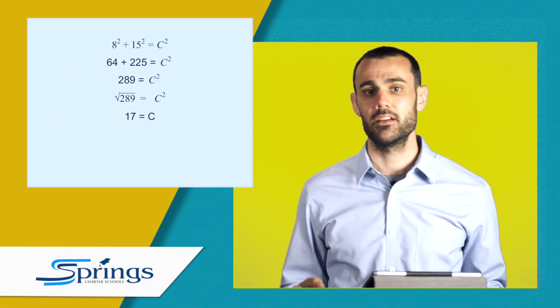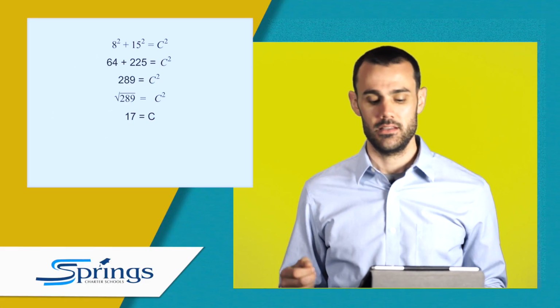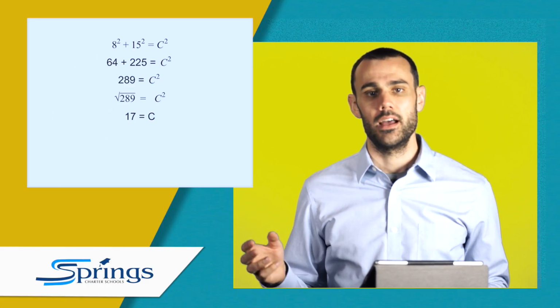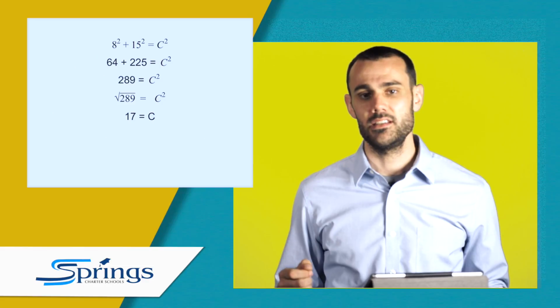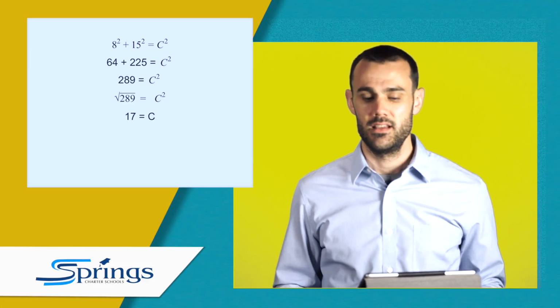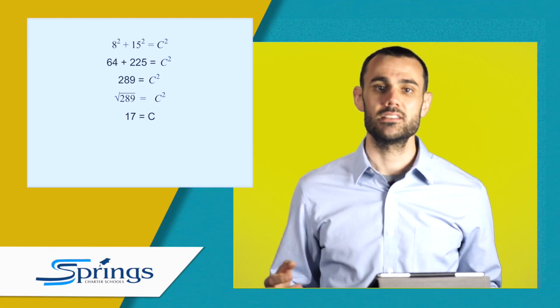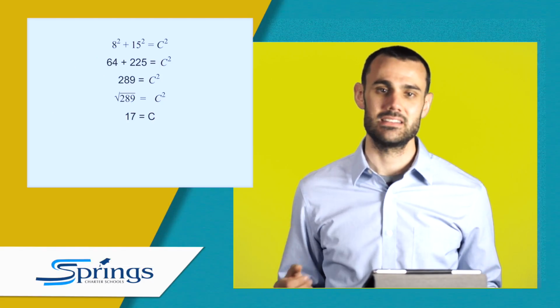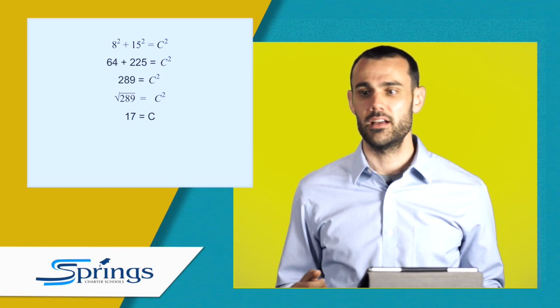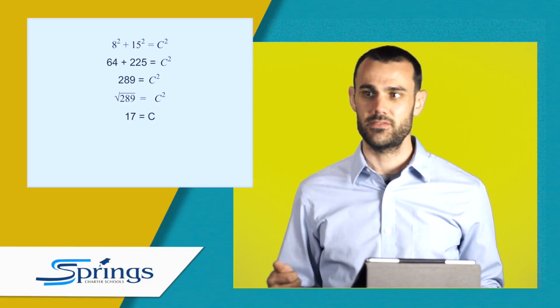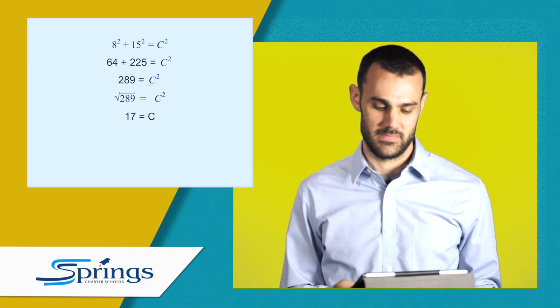I add the two together and get 289 equals C squared. Again, to get rid of the squared part of the C, we must take the square root of both sides, and this time the square root of 289 comes out to a nice even whole number of 17. So this triangle has side measures of 8, 15, and 17.